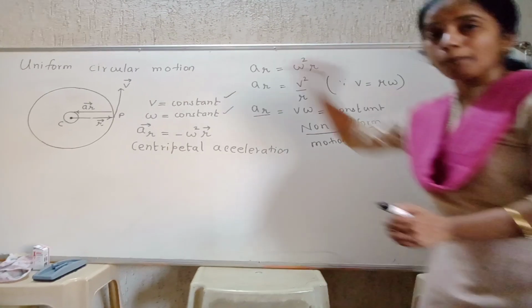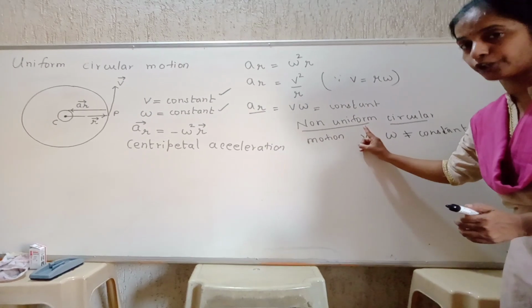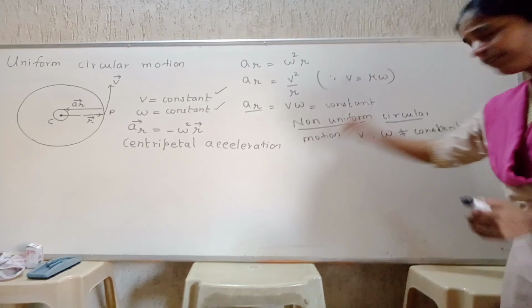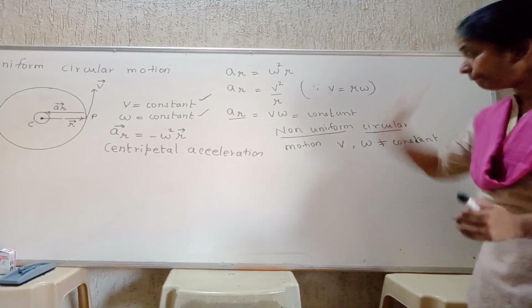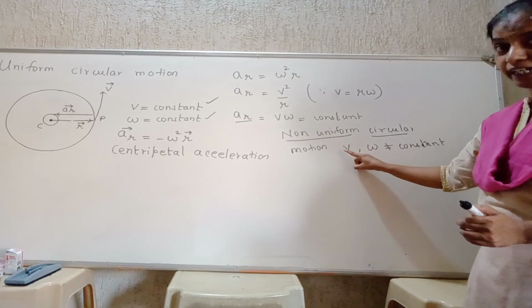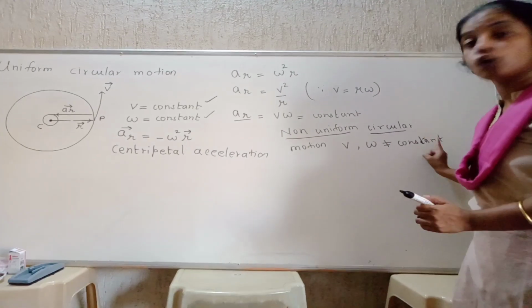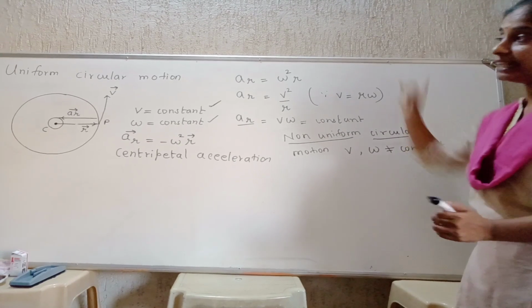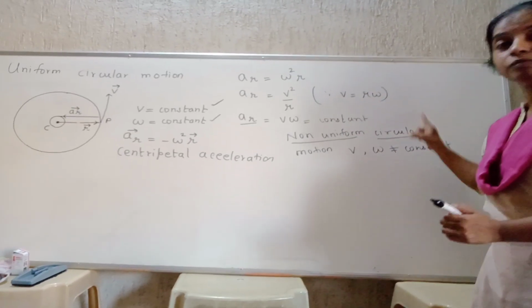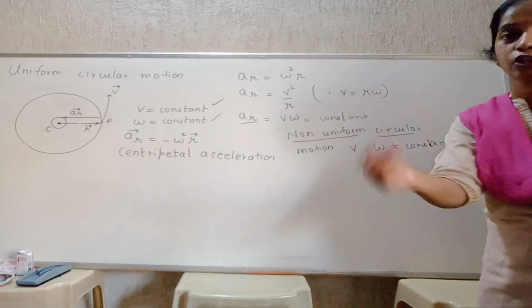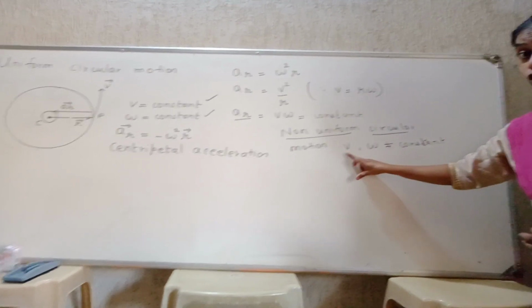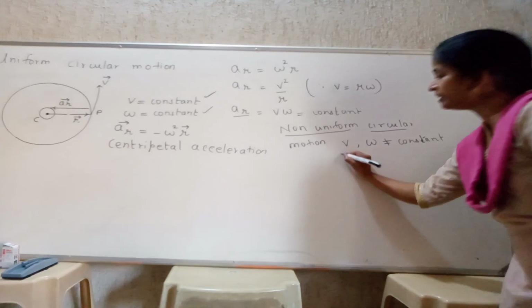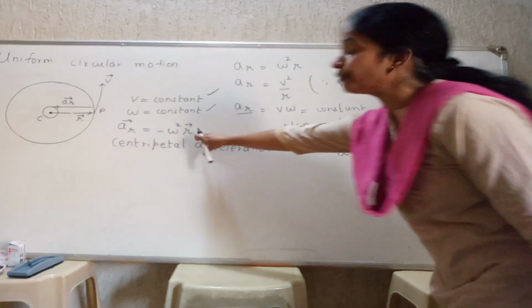Now exactly opposite conditions come in non-uniform circular motion. What are they? It is a typical circular motion, but V, that is speed, and omega are not constant. Then that is called a non-uniform circular motion. Clear concept? Look here. In non-uniform circular motion, speed is not constant. Speed is not constant means acceleration. Don't confuse it with radial.